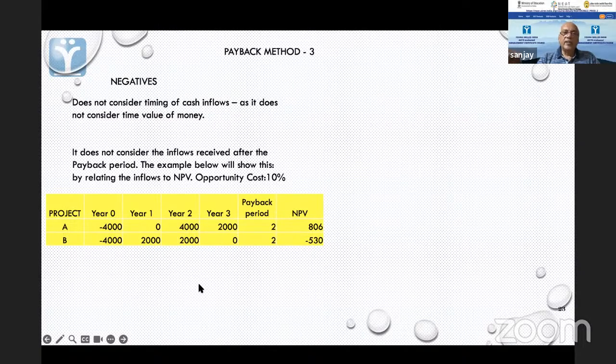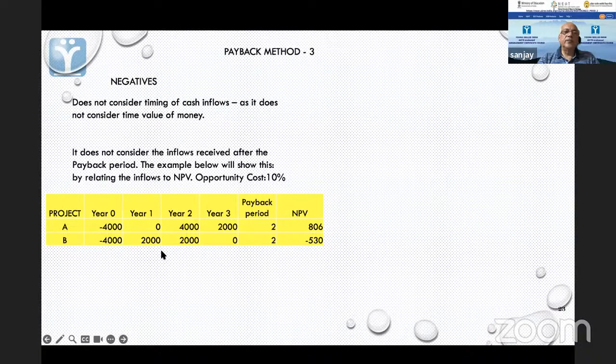6,000 in present value terms becomes 4,806. From that, if I reduce 4,000, I am left with 806. This is my net present value. Now, if I look at the second project, project B, again, I invest 4,000.